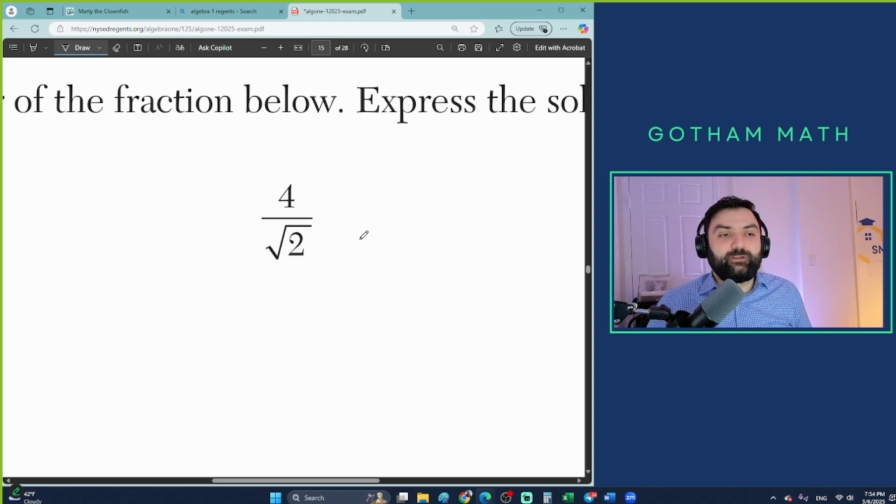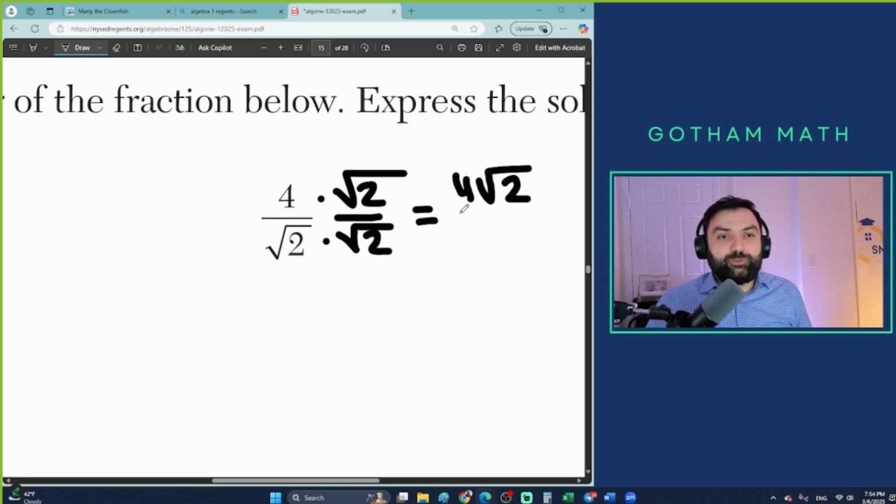What is the trick here? The trick is to multiply top and bottom by square root of 2, like that. Why? Well, on the top, nothing will change for now. It's 4 square root of 2. But we do it so it will change on the bottom. Square root of 2 times square root of 2 is square root of 4, which is just a regular 2.